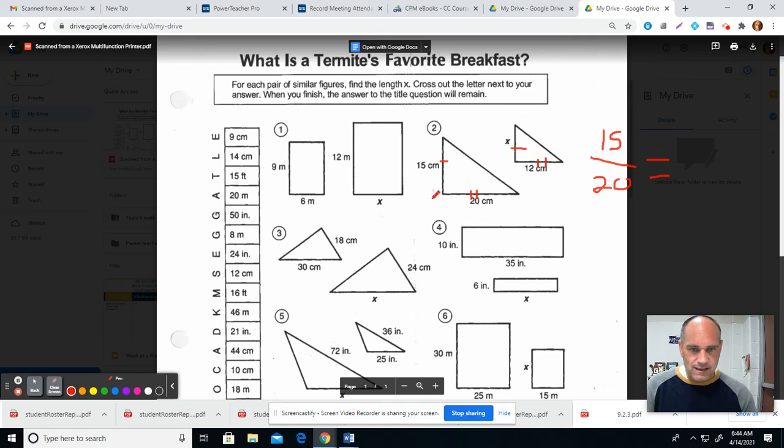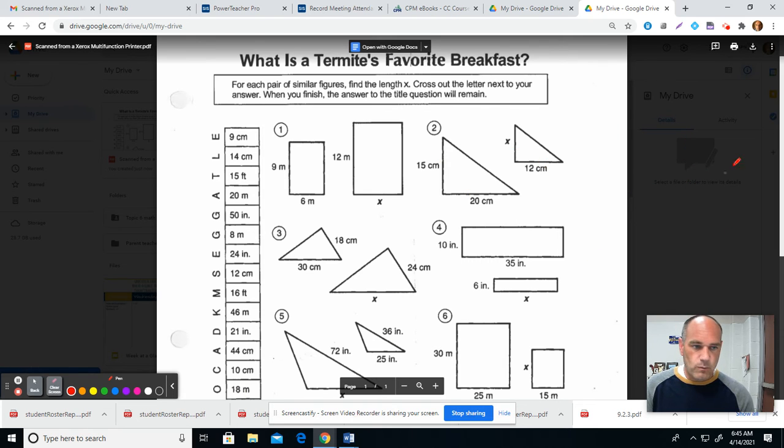I did this piece first on top, so now I'm going to do this piece on top because those are the sides that correspond. Notice the 15 goes with the X, just like here, the 15 goes with the X. The 20 goes with the 12. So my 20 goes with the 12. And then from here, you can do your cross multiplying and then solve for the variable.